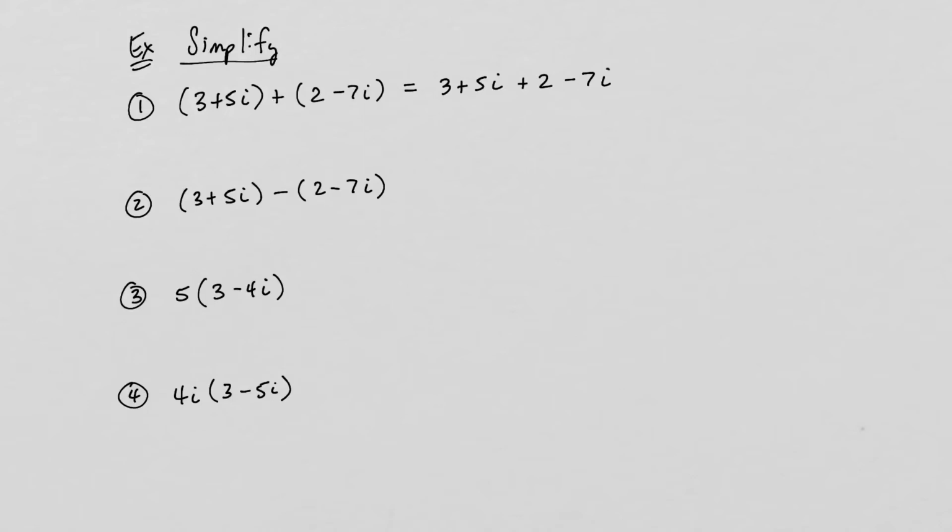And then essentially all you're doing here is combining like terms. And so if we combine like terms here, 3 plus 2 is 5, and 5i minus 7i is negative 2i.